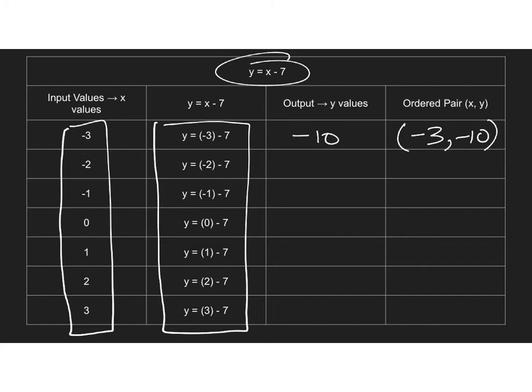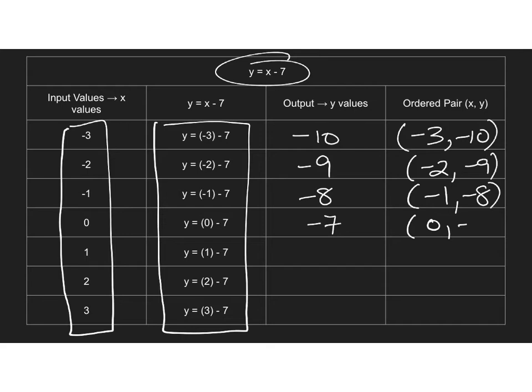The next one here, we put in negative 2. So negative 2 minus 7 is negative 9. So our resultant ordered pair is negative 2 and negative 9. The next one, negative 1 minus 7 is negative 8. So negative 1, negative 8 is our ordered pair. 0 minus 7 is negative 7. And you can start to see a pattern emerge here. Over here in the ordered pairs, negative 3, negative 2, negative 1, 0, that's exactly what our input values are. Now this is just going up by 1.